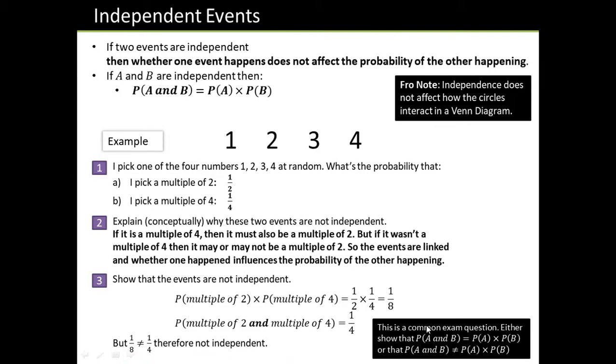And this is very important. It's a very common exam question, more common than the mutually exclusive, but they could put both in if we're really lucky. So they expect you to show that they are equal, or show they aren't equal.